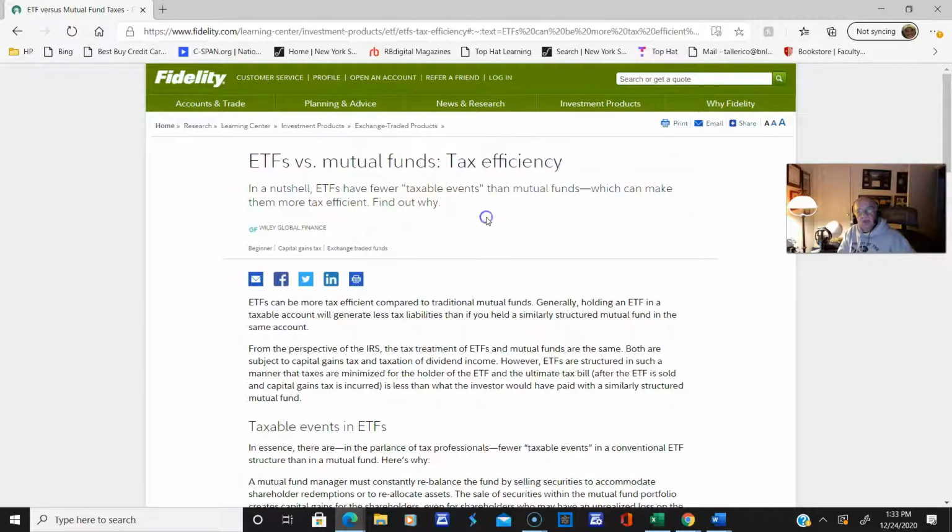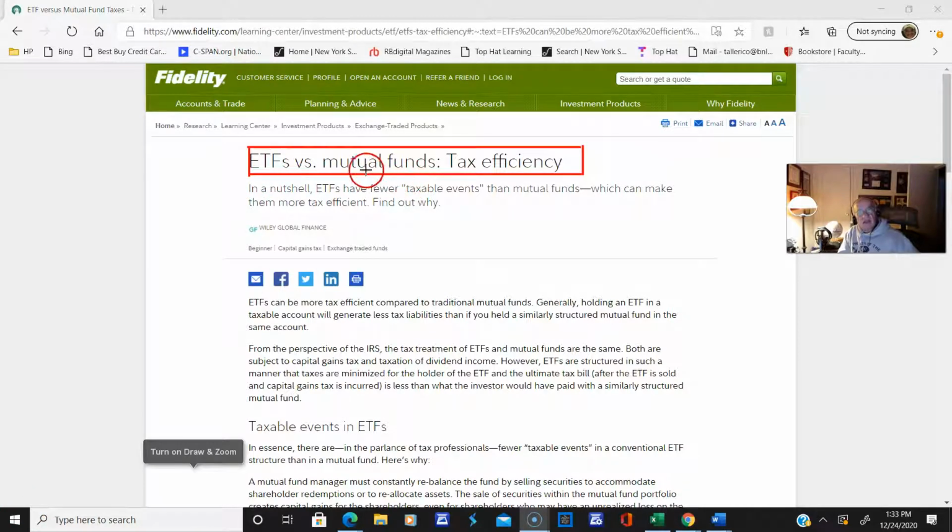So, we should move on a little bit. I want to discuss these tax advantages. And if you look here, it says, in a nutshell, ETFs have fewer, and they use the term taxable events. Okay, so I just want to make that clear. Taxable events than mutual funds, which can make them more tax efficient. So I want to go through that.